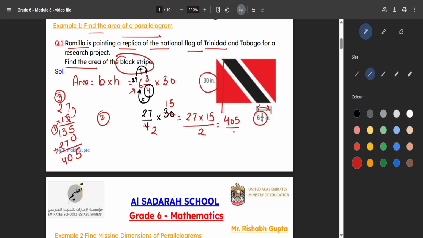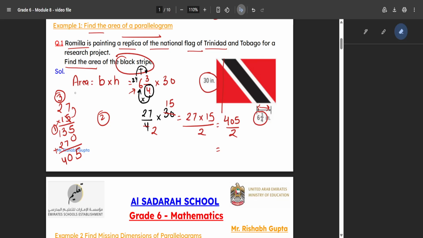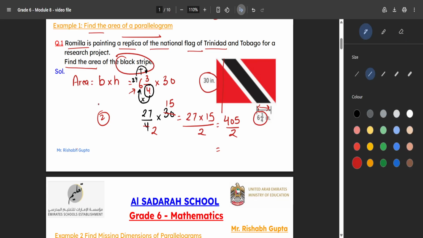405 divided by 2. Okay. Now what will you get? 405 divided by 2. The answer will be 202.5. But for the students who have trouble in division, I will show you.